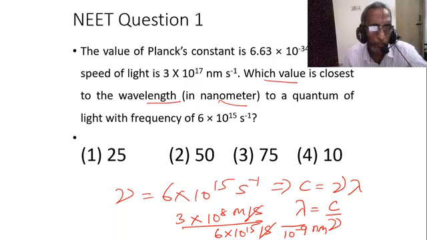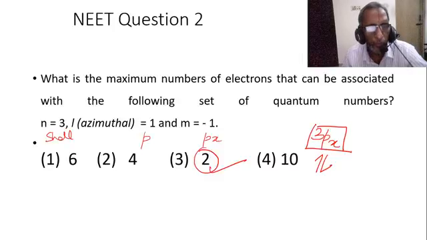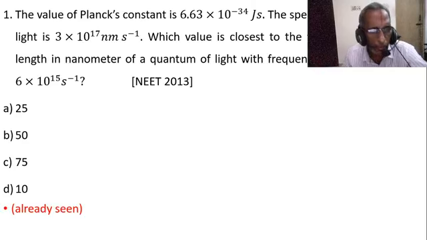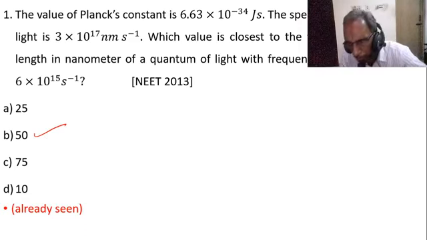The value of Planck's constant is 10 power minus 34 joule second, and the speed of light is given. Which is closest to the wavelength? Just now we have seen, it is 50, that is why it is mentioned as 50. Option B is this. This class itself we have seen, very first sum, that is NEET 2013.